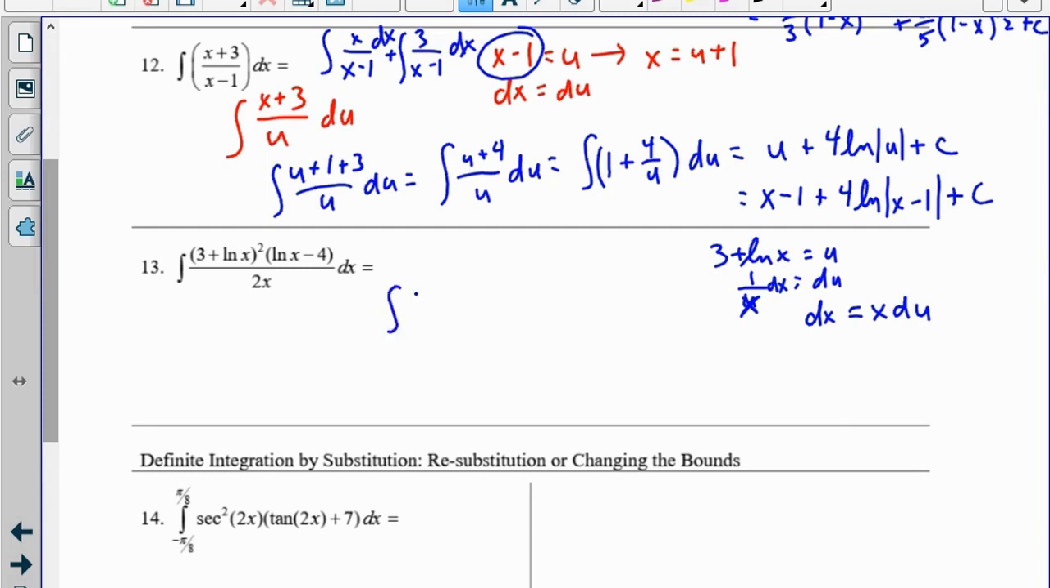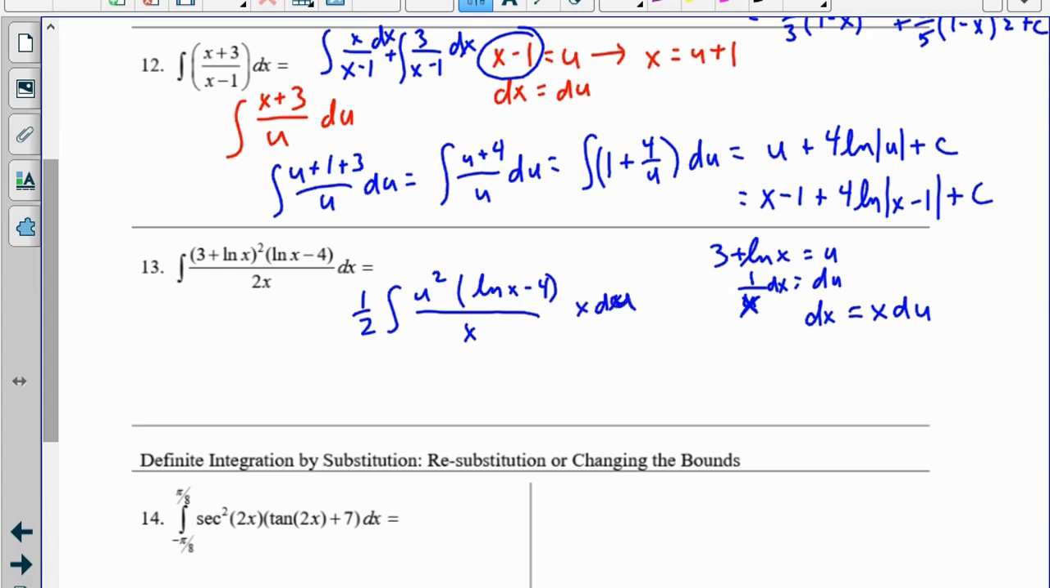So 3 plus the natural log of x became u. I still have this natural log of x minus 4 floating around that I'm going to have to get rid of. I have a 2 in the denominator. I'll move that to the outside. Then I had an x. Now notice that I'm going to replace dx with x du.